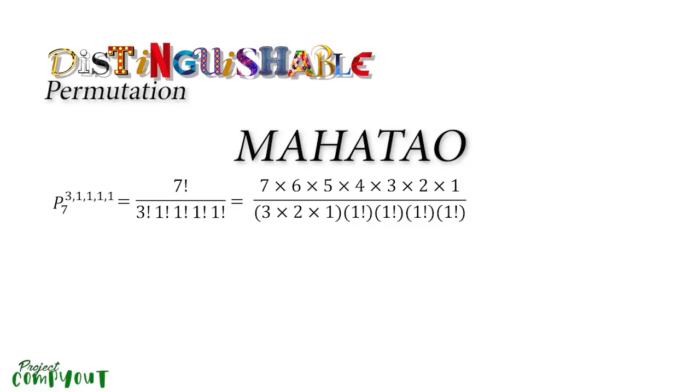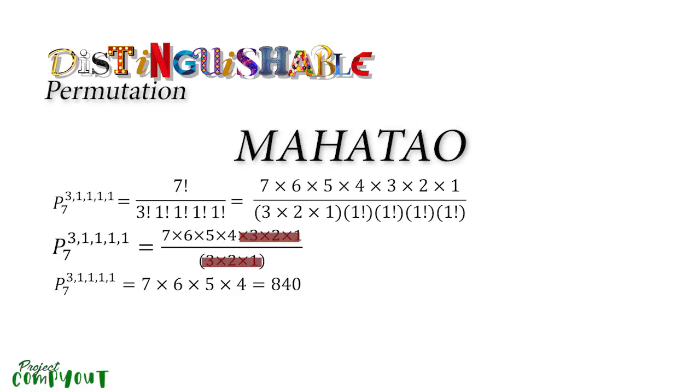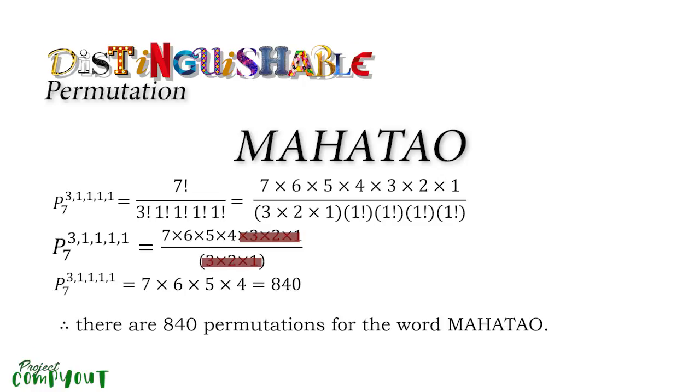But since 1 factorial is equal to 1, we have 7 times 6 times 5 times 4 times 3 times 2 times 1 divided by 3 times 2 times 1. Evaluating further, we can see that we can cancel out 3 times 2 times 1. And so we have 7 times 6 times 5 times 4, and this is equal to 840. Therefore, there are 840 permutations for the word maataw.